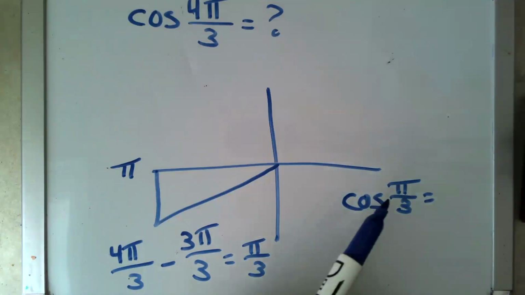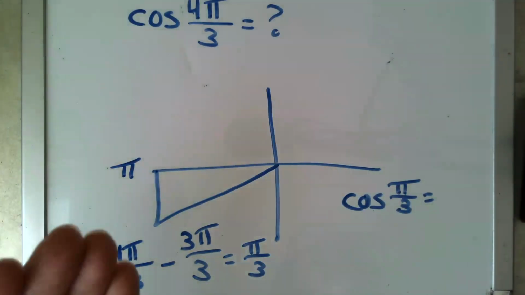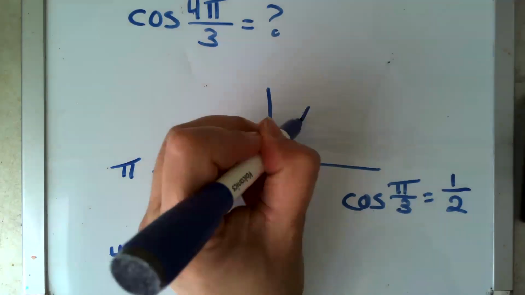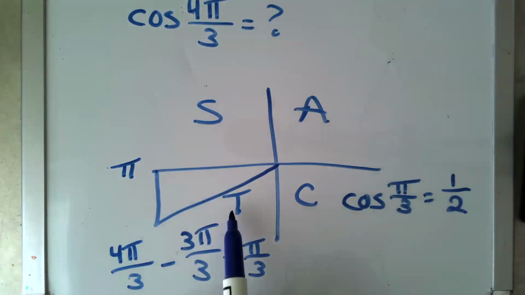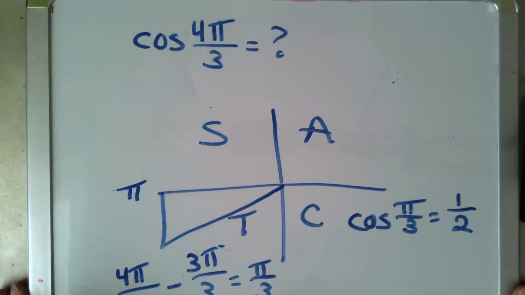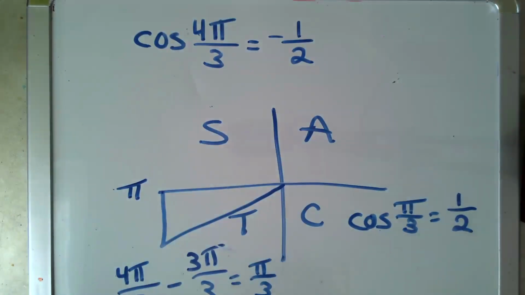I like to think in degrees, so I go, okay, pi over 3, that's 60 degrees. Cosine of 60 degrees, that's 1/2. And now I check All Students Take Calculus in my third quadrant. Tangent and cotangent are the positive ones, which means my cosine of 4 pi over 3 is negative 1/2.